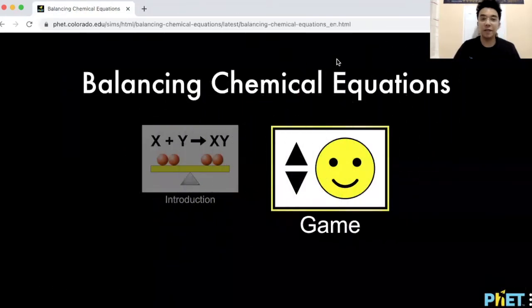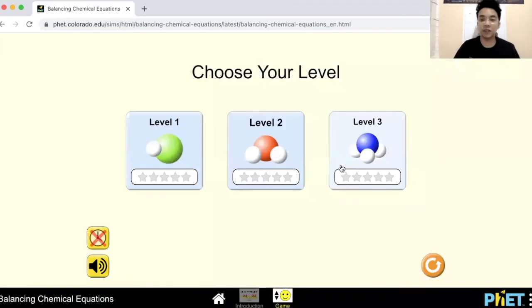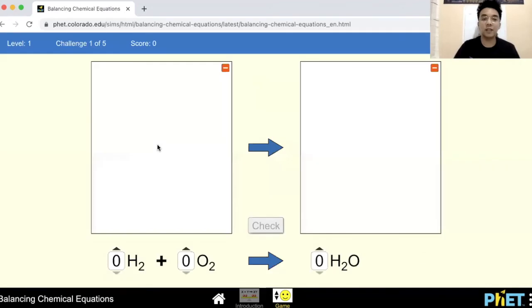Do you still need to practice your skill in balancing chemical equations? This simulation can definitely help you. By using the game feature of the computer simulation, you can practice balancing chemical equations. The simulation has three levels of difficulty: levels 1, 2, and 3. The simulation shows a virtual diagram to represent the total number of atoms in a given chemical reaction. In this way, you can better understand how to balance chemical equations.